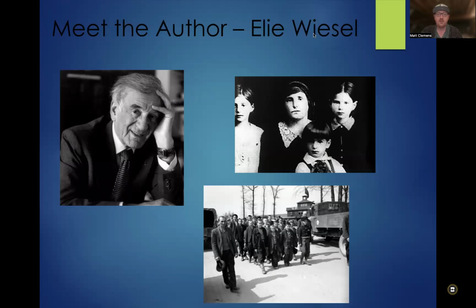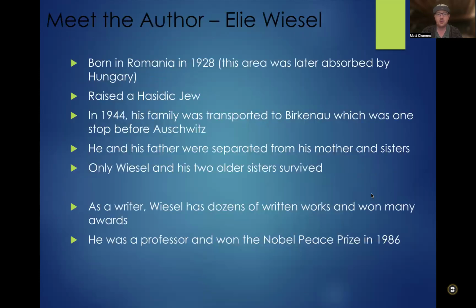And so we arrive at the author of Night, Elie Wiesel, and these are some pictures. So let's talk about the author. He was born in Romania in 1928, and that area would later be absorbed by the country of Hungary. He was raised as a Hasidic Jew. That's a particular type of Jewish faith. In 1944, his family was transported to Birkenau, which was one stop before Auschwitz. He and his father were separated from his mother and sisters. Only Wiesel and his two older sisters survived. As a writer, Wiesel has dozens of written works and won many awards. He was a professor and he won the Nobel Peace Prize in 1986.